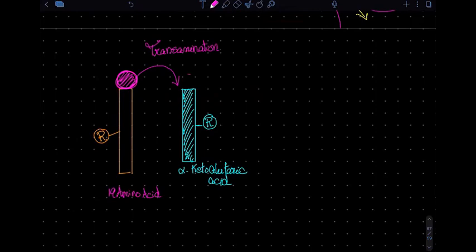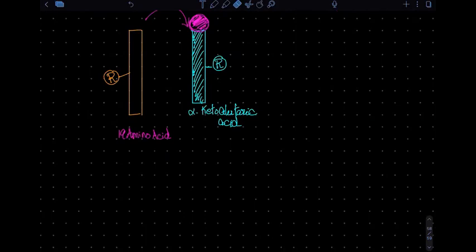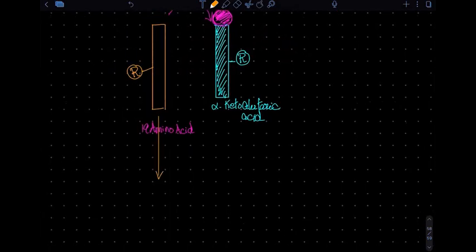So the amine group now is binding to the alpha ketoglutarate acid. And it's not binding to my initial amino acid. So what you're going to do with these keto acids that you get formed by removing the amine group, you're going to be breaking them down. Each one is going to have its own reactions, but all of them are going to end up passing through the Krebs cycle.